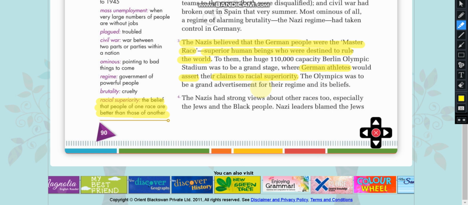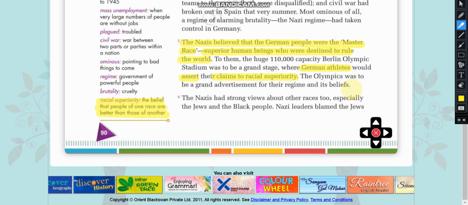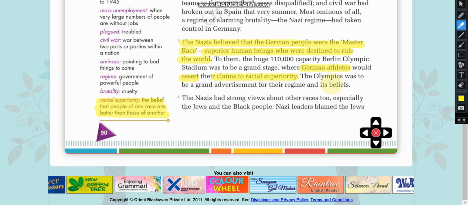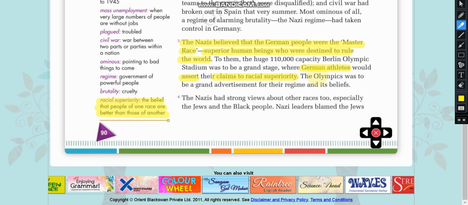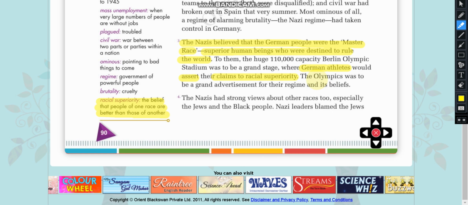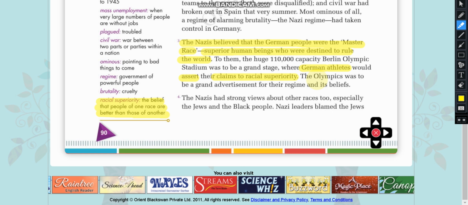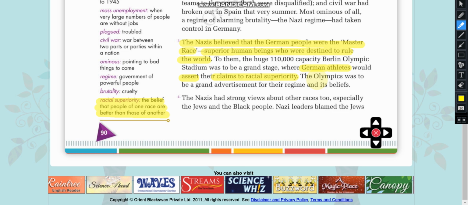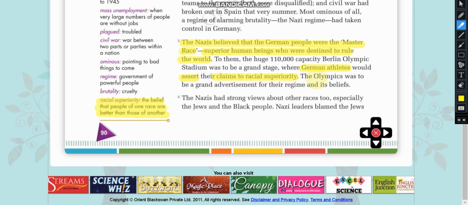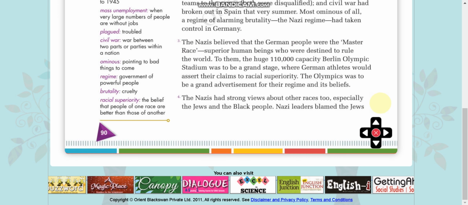The Olympics was to be a grand advertisement for the regime and its beliefs. Now, basically, the Olympic games which were held there were not only for the sport purpose, but they had organized it to display their own faith of racial superiority. Let us read on.